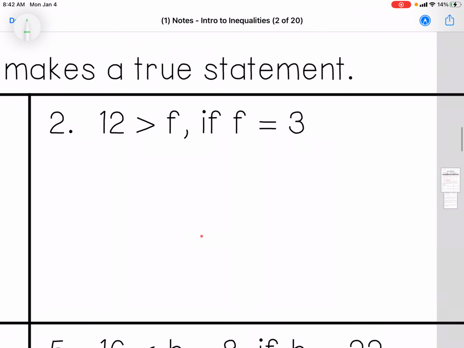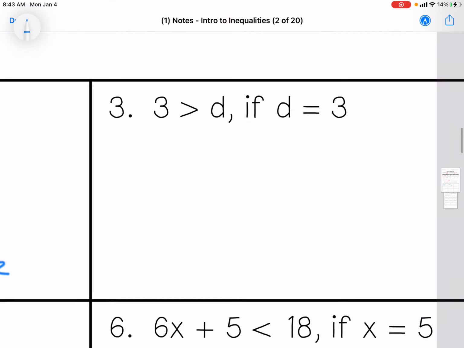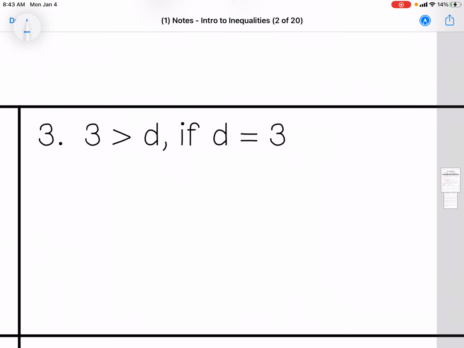All right, the next one, you're gonna plug 3 into F, okay? Is 12 greater than 3?